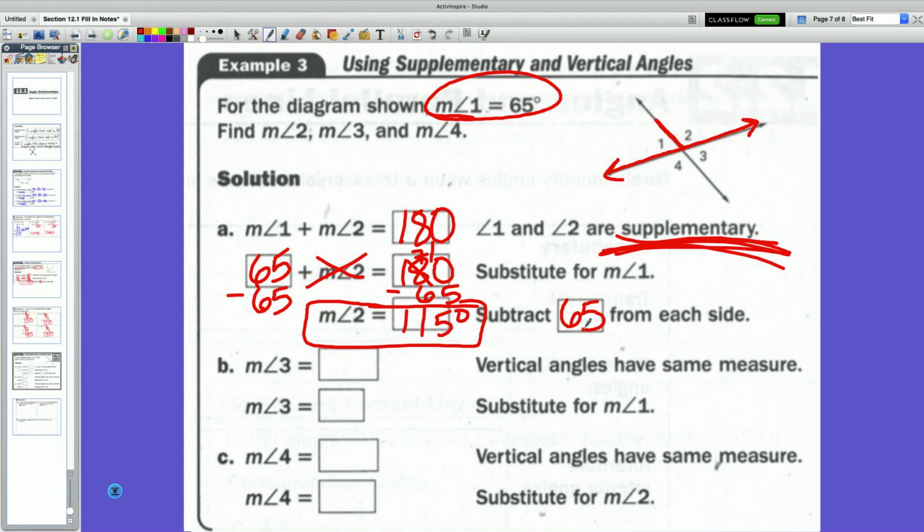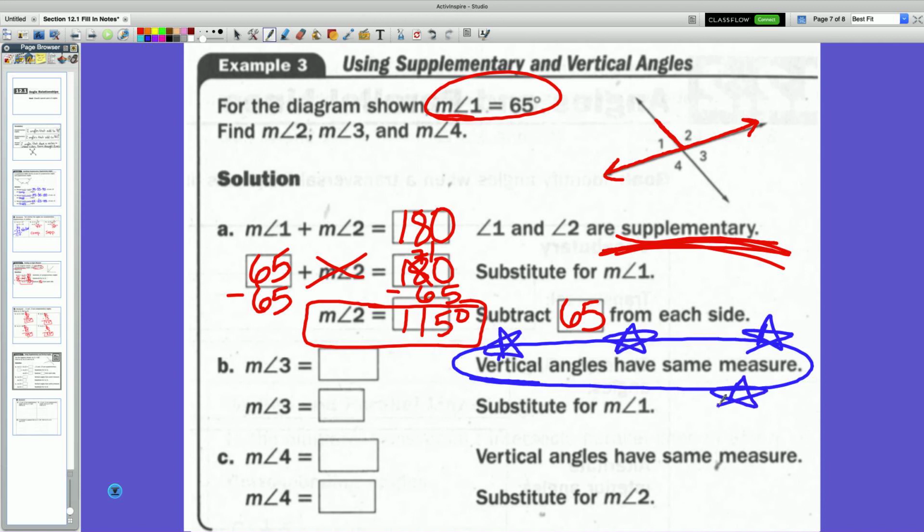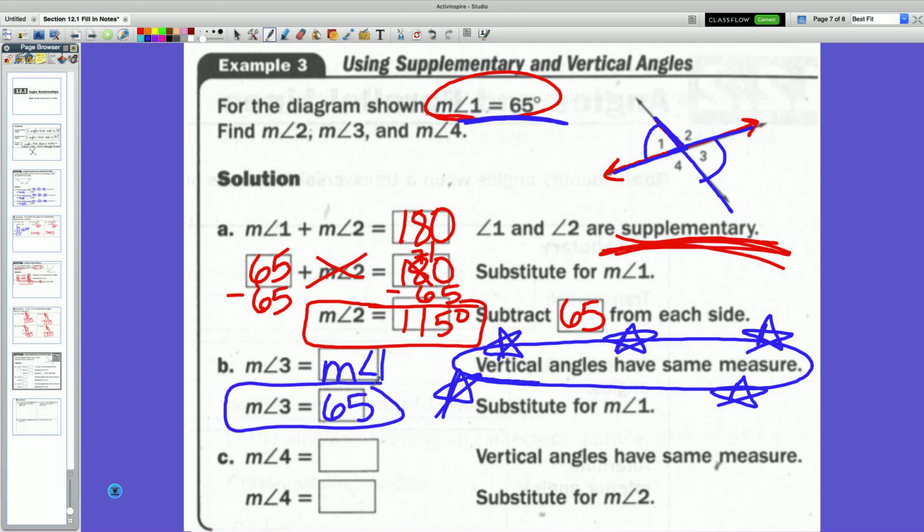Okay, now, this other thing here is super important, so I want you to like circle it, star it, something like that. Vertical angles have the same measure. See, lots of stars. Super, super important. Okay, they have the same measure. So if I'm looking at measure of angle 1, it makes an X with 3. So 1 and 3 are equal. So the measure of angle 3 is equal to the measure of angle 1. And we know that the measure of angle 1 is 65. So that's the measure of angle 3.